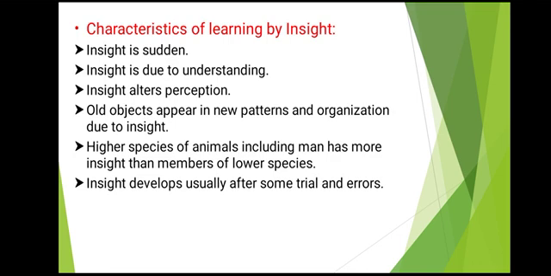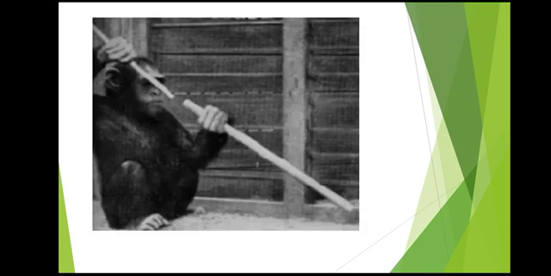And that experience of getting the bananas after making so many trials and errors is called the aha experience. So that means, in insight learning theory, first of all, we do some trials and errors, and insight develops always suddenly. Insight means you just get an idea to come out from the situation, and the idea comes all of a sudden.